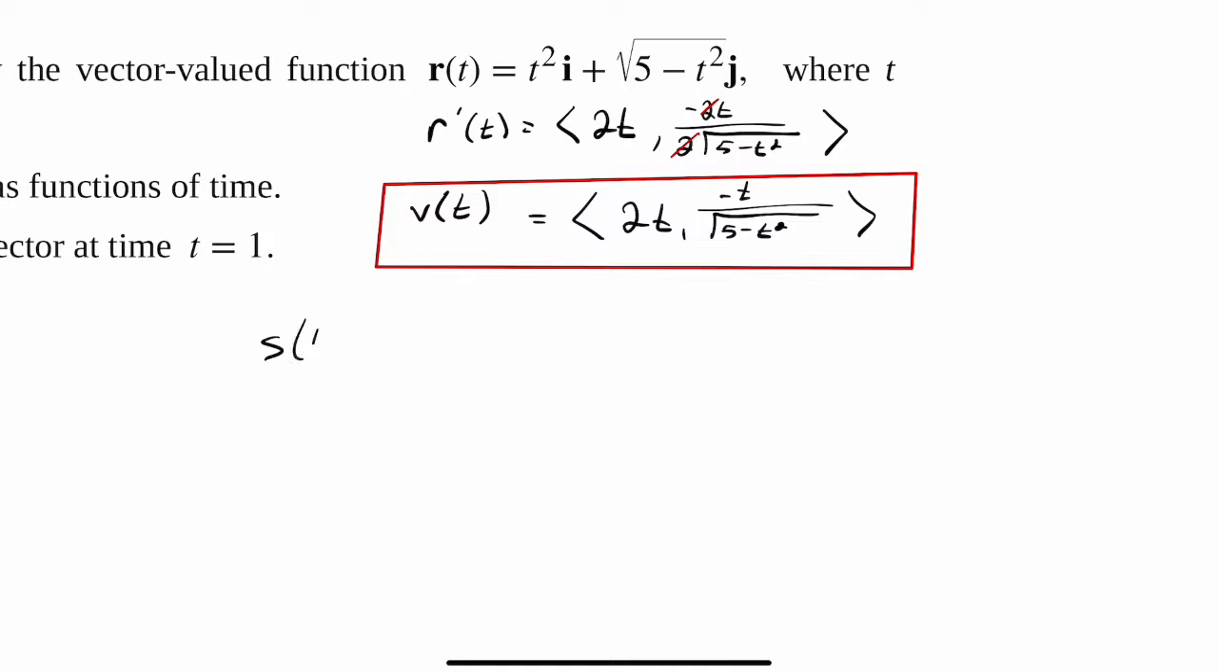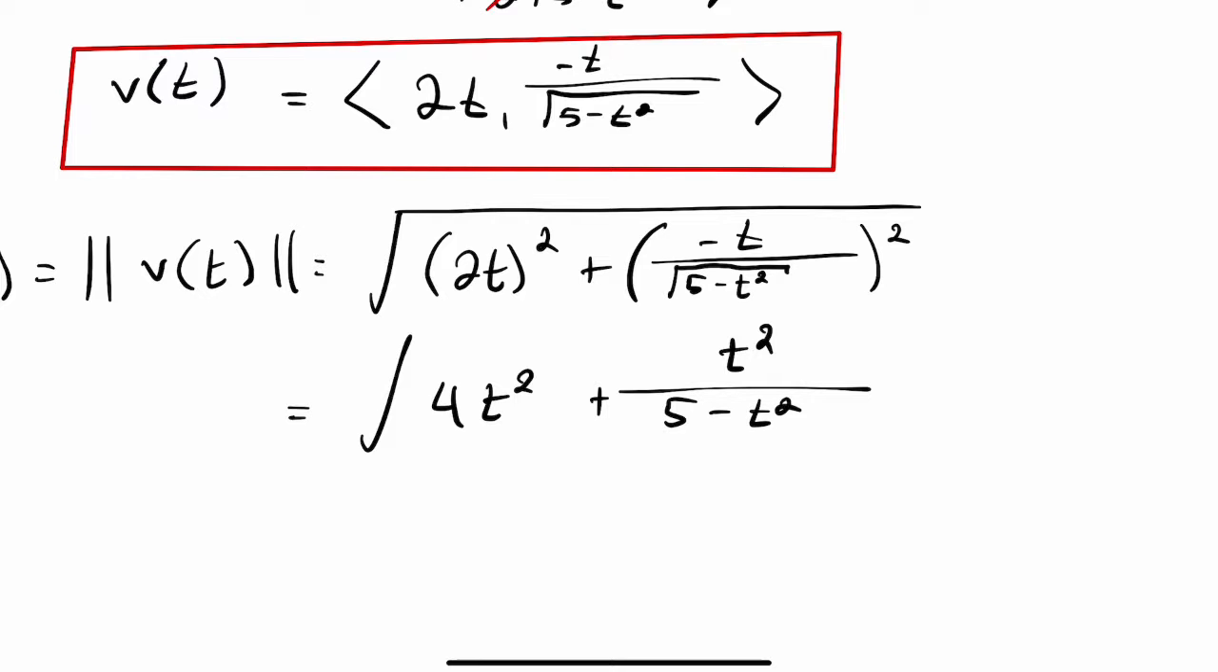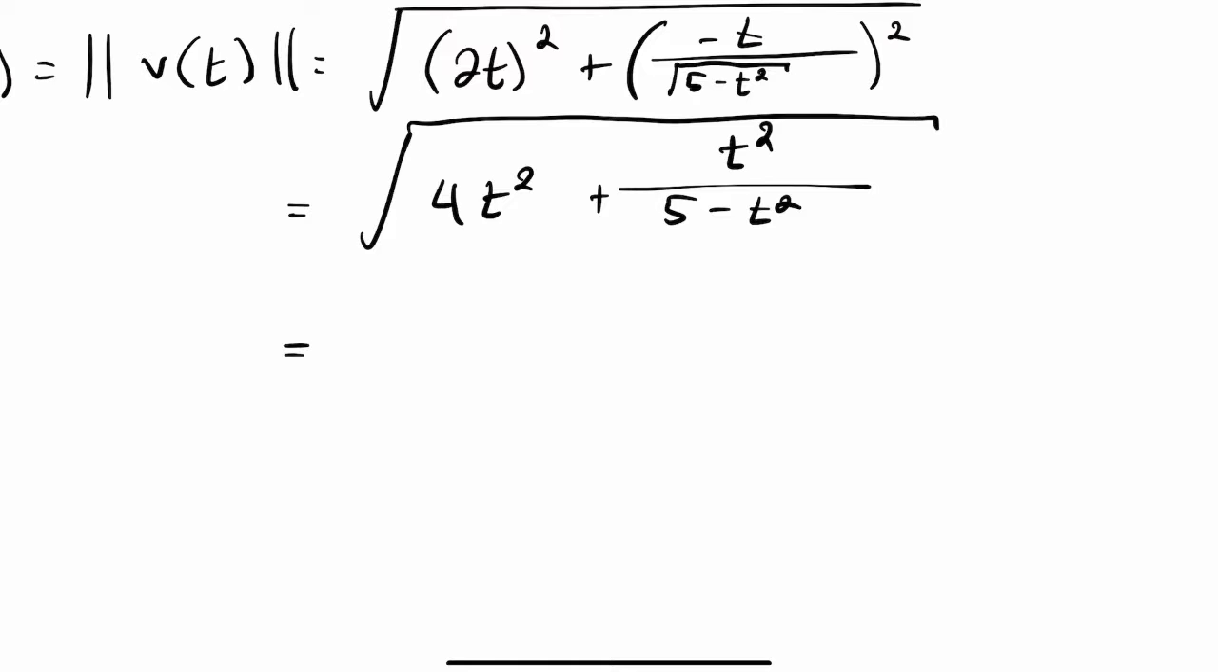Now let's find the speed. This would be the magnitude of v of t. That would be the square root of the x and the y components squared, and then added together. This would give us 4t squared plus t squared, and then if you square the denominator, that radical goes away. We could probably stop there, but it would be good to further simplify this just to see if we can get rid of the radical.